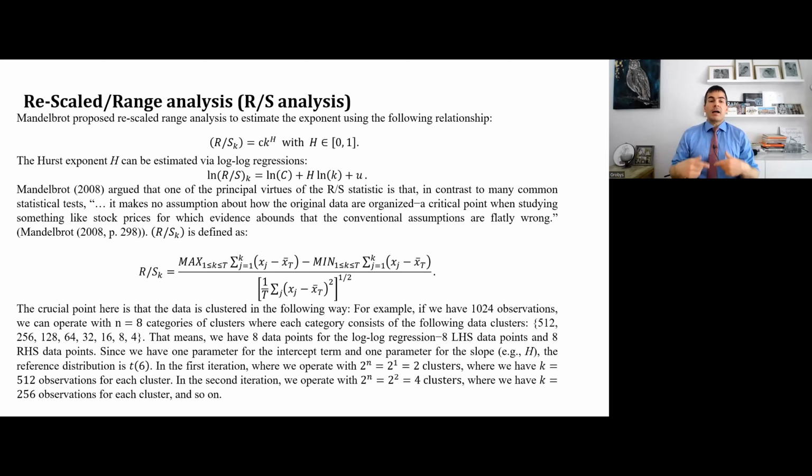So we do that until we reach the last cluster size, so where we have 2 to the power of 8 clusters. That means we have 4 observations in each cluster group. So in order to provide an illustrative example, let's have a look at the first iteration on the whiteboard.